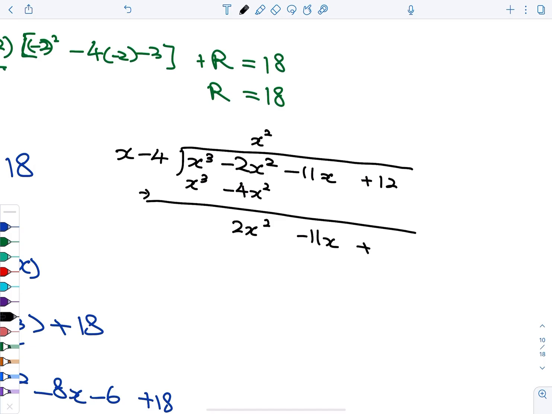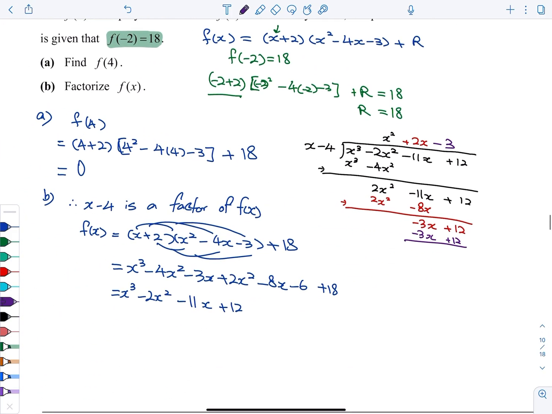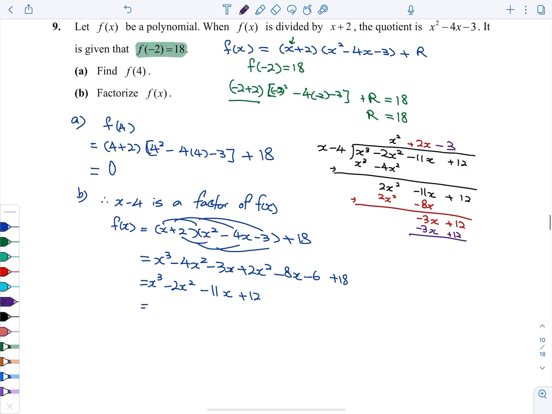Other things just copy down, and then x times what is x squared? 2x squared, so 2x. And then you can't leave the -4, so -8x. Minus -11 minus -8, you get -3x plus 12. And then you have a -3 there, and then -4 times -3, positive 12. Everything is the same already, so there's no remainder. So our f(x) is actually (x minus 4) and (x squared plus 2x minus 3).